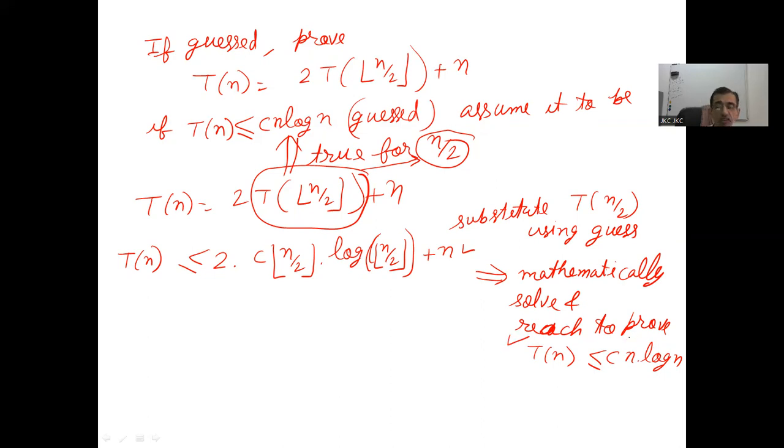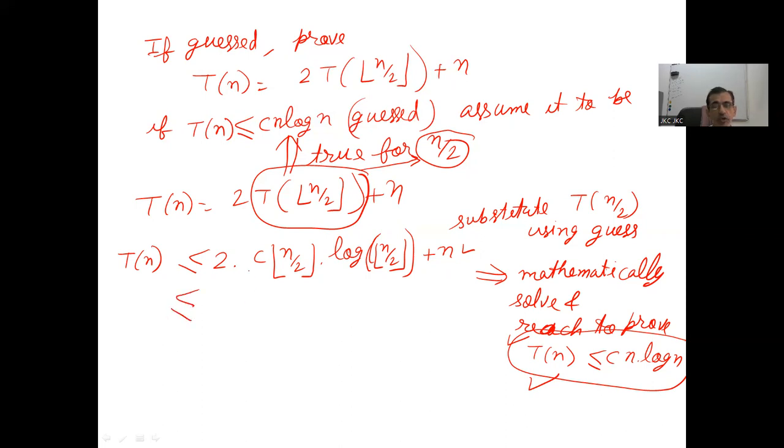For n by 2, I assumed that correct. Using n by 2 as correct, something like mathematical induction, am I able to prove it correct for n also? Then my proof will be over. Let's try to solve that.